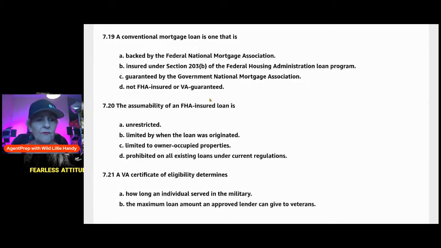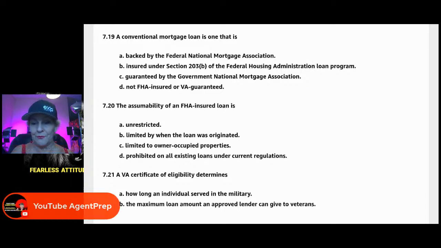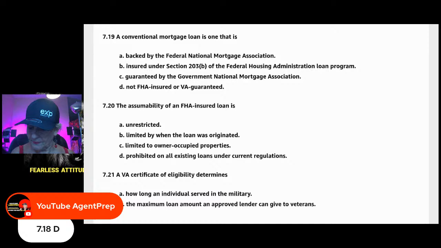So the answer says a conventional mortgage loan is a permanent long-term loan that is not FHA insured or VA guaranteed. Fannie Mae, Federal National Mortgage Association, does not back loans. FHA only insures FHA loans, and VA, not Ginnie Mae, guarantees loans. FNMA is Fannie Mae, and Government National Mortgage Association is Ginnie Mae. Those are the acronyms or names for that. The genie in the bottle, right? But no. Okay, that was 19.